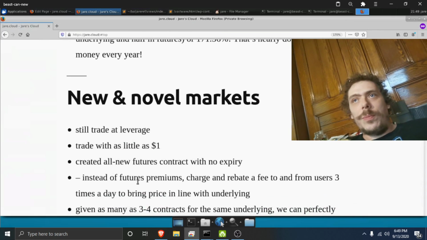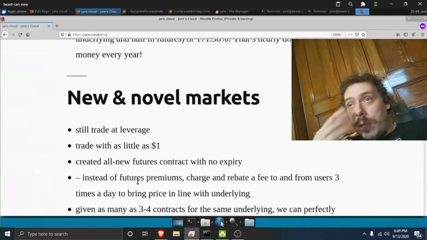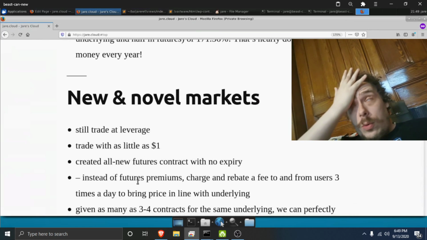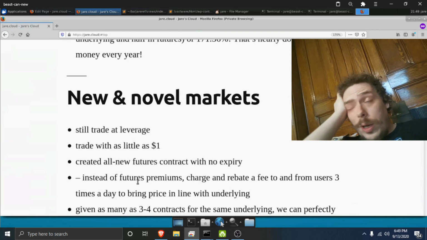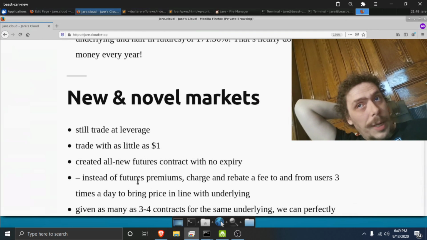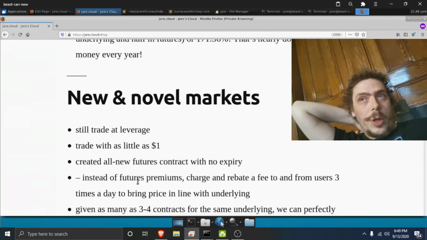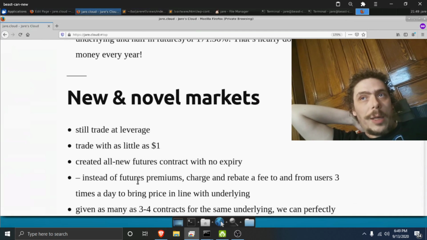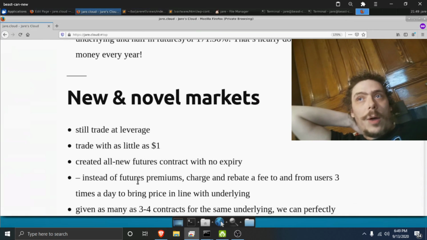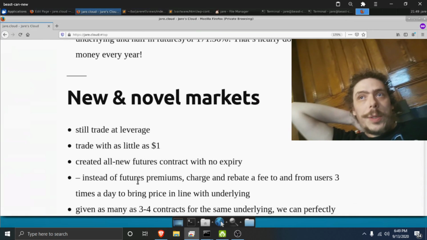Instead of futures premiums, so basically what happens is we know that the futures premiums are going to converge. So in that example with the pigs I gave you, the price $7,050 is absolutely going to become $7,000 or whatever the spot price is in the future. They're going to approach each other more or less over time until they're exactly equal on expiry day. Now with these new contracts, instead of futures premiums, they charge and rebate a fee.